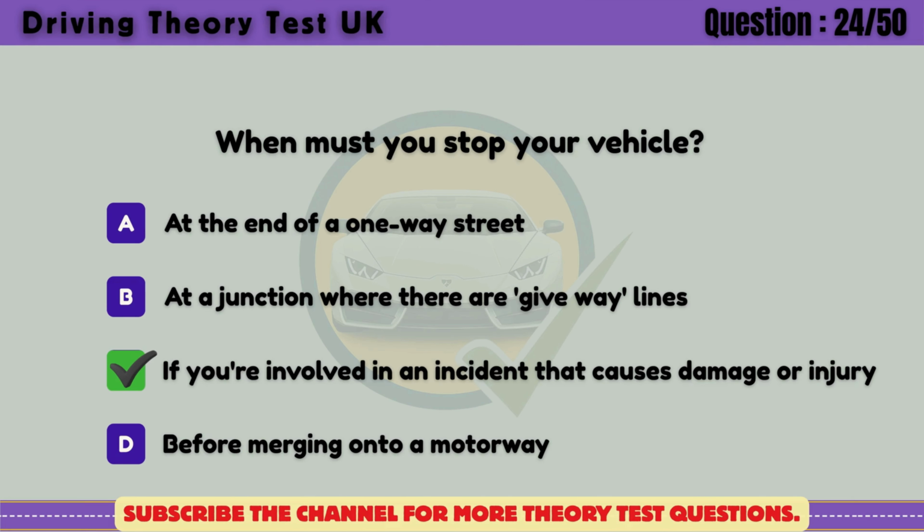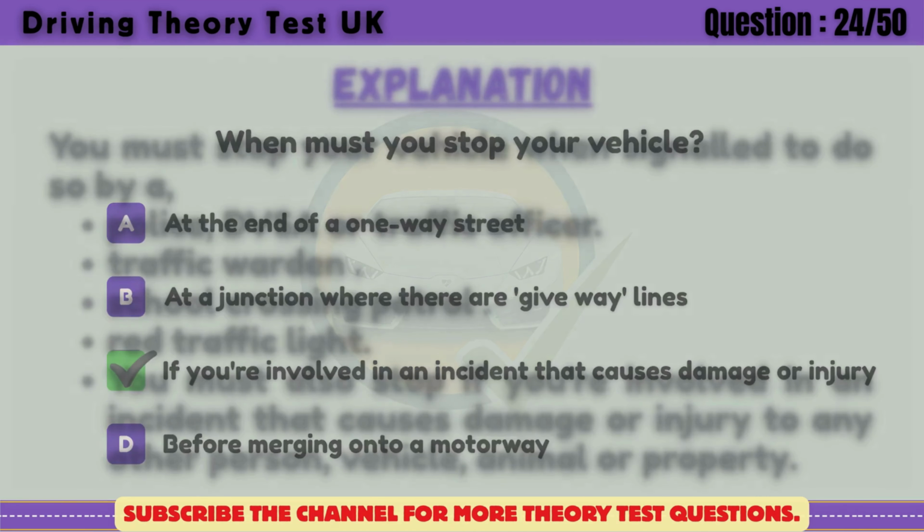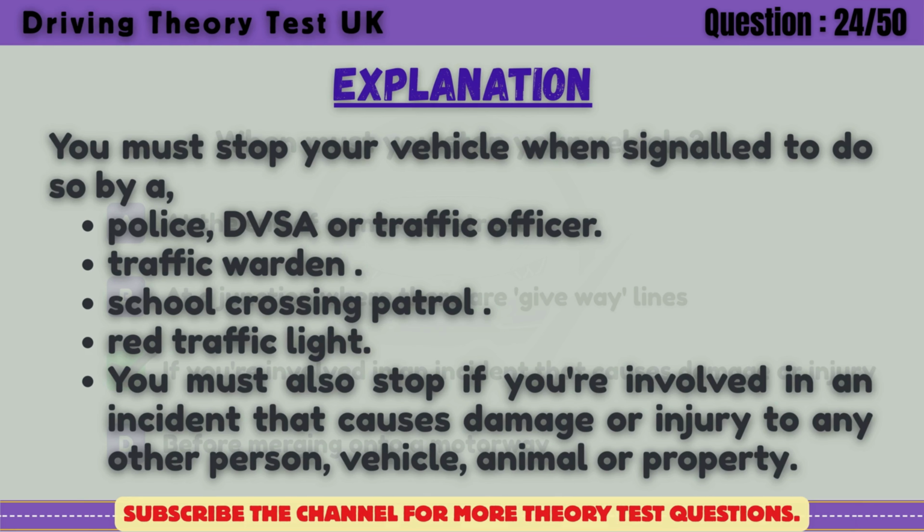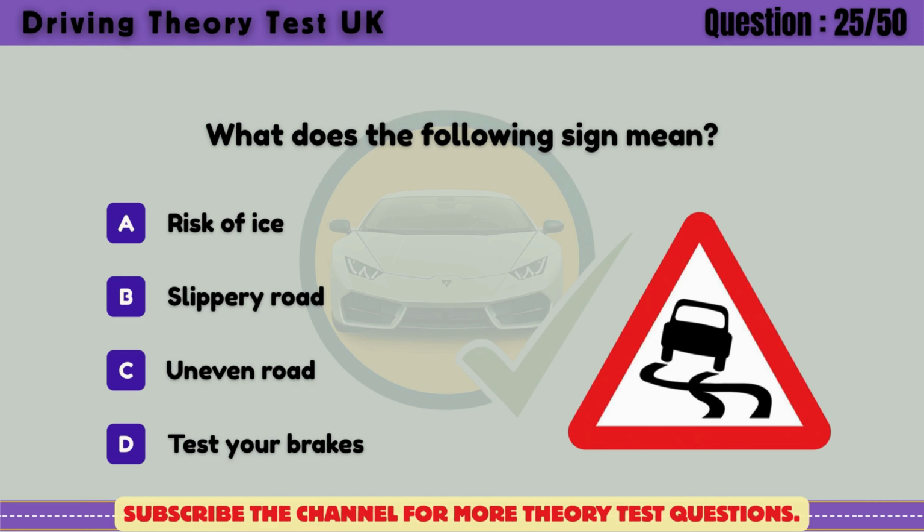Answer is C. If you're involved in an incident that causes damage or injury. You must stop your vehicle when signaled to do so by a police, DVSA or traffic officer, traffic warden, school crossing patrol, red traffic light. You must also stop if you're involved in an incident that causes damage or injury to any other person, vehicle, animal or property.